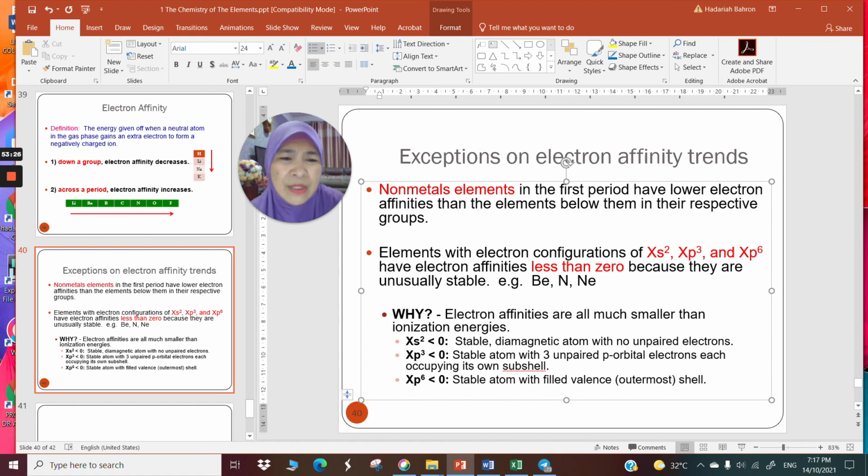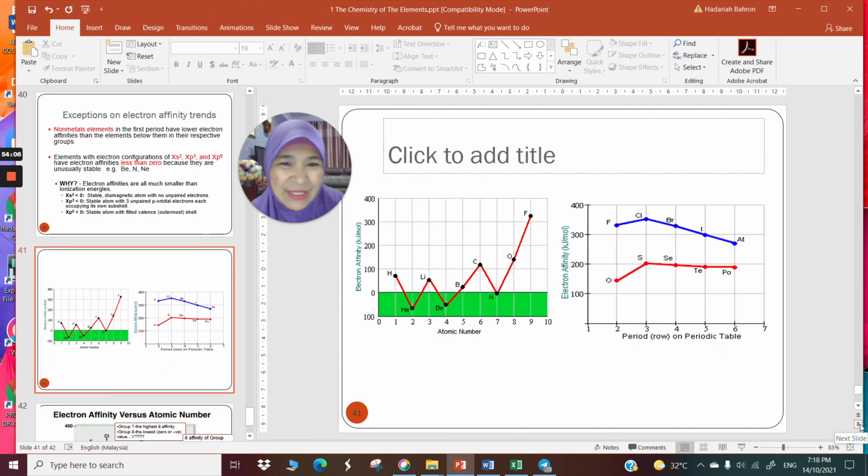So beryllium, nitrogen, and neon have quite low electron affinity, because electron affinities are all much smaller than ionization energies. s2 has less than 0 electron affinity, very stable, a diamagnetic atom with no unpaired electrons. p3 is also stable, p6 is also very stable. So they have no need for any electrons. They don't really like electrons. So that is about electron affinity.